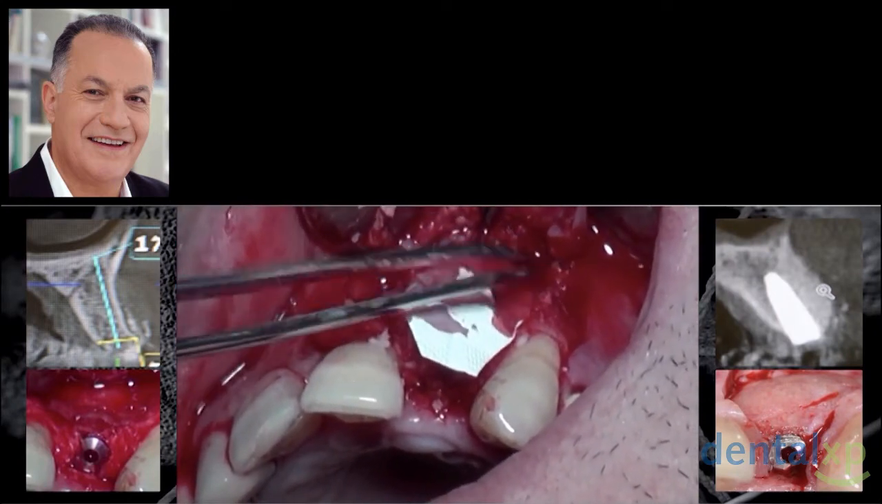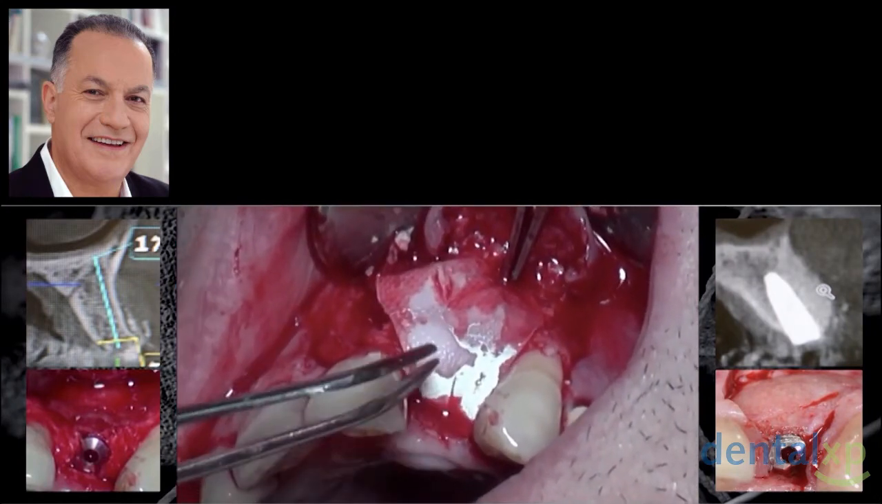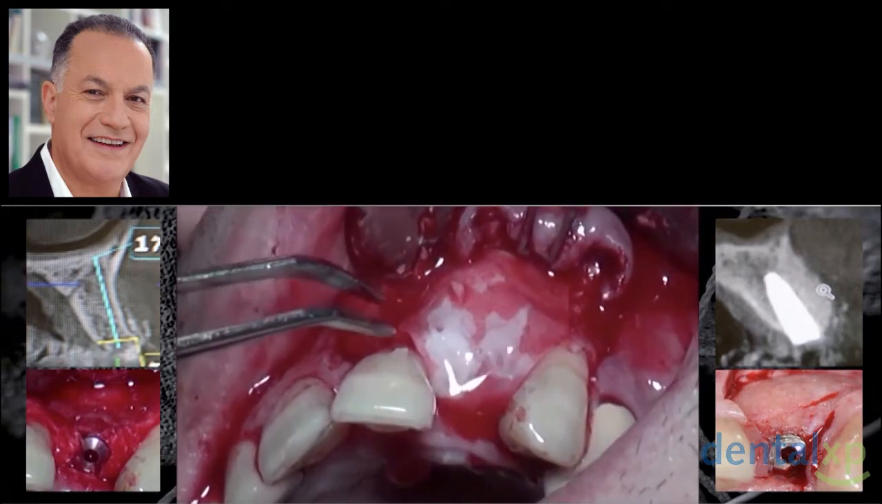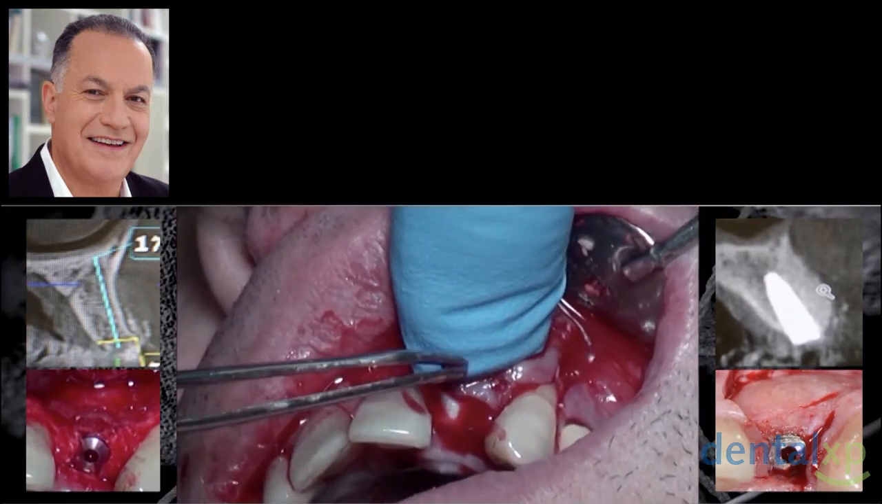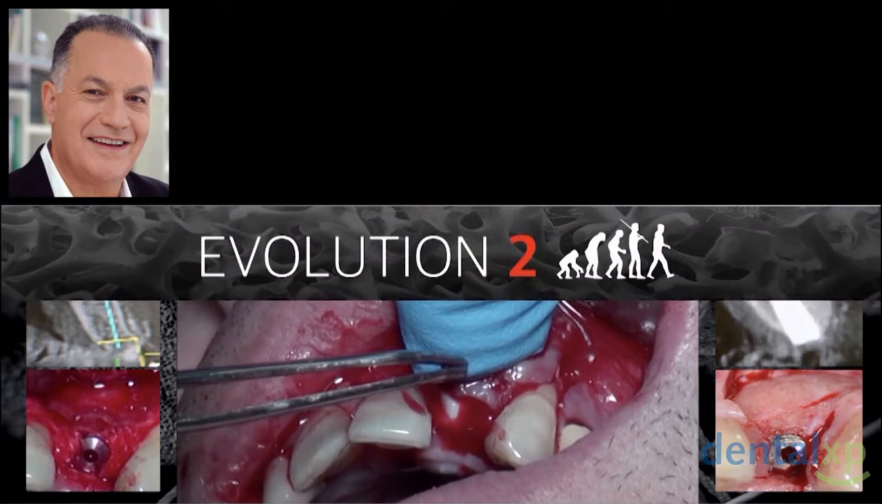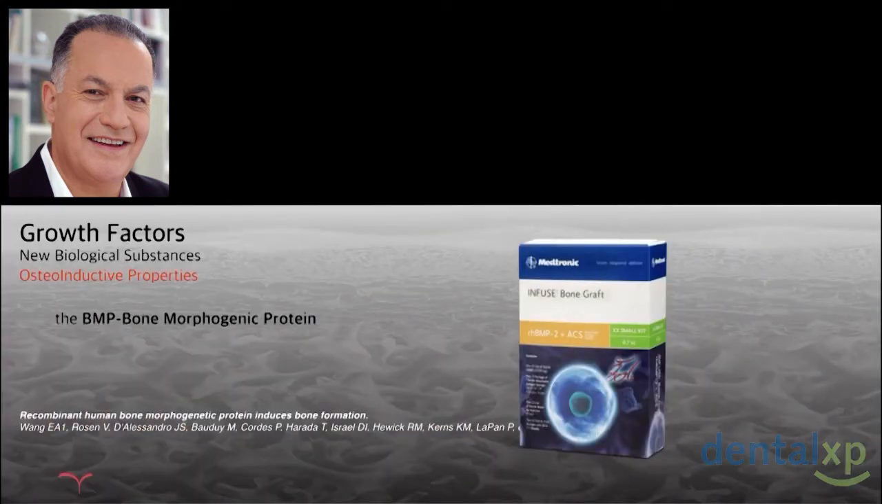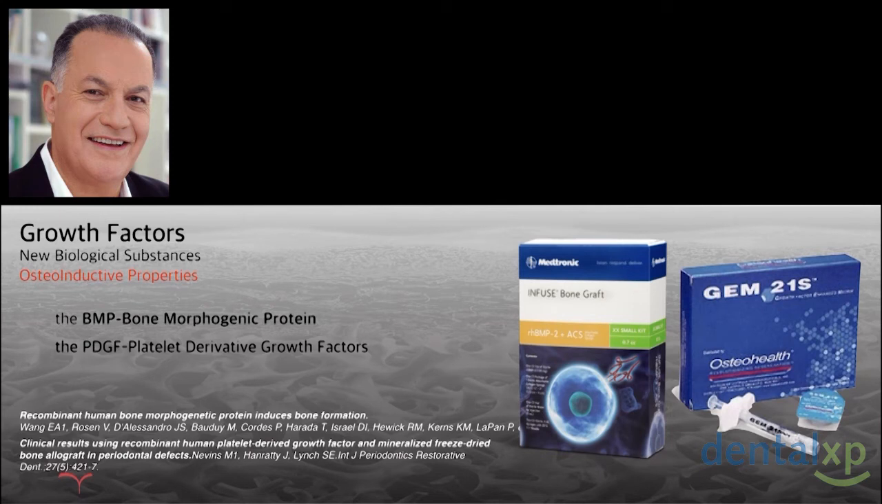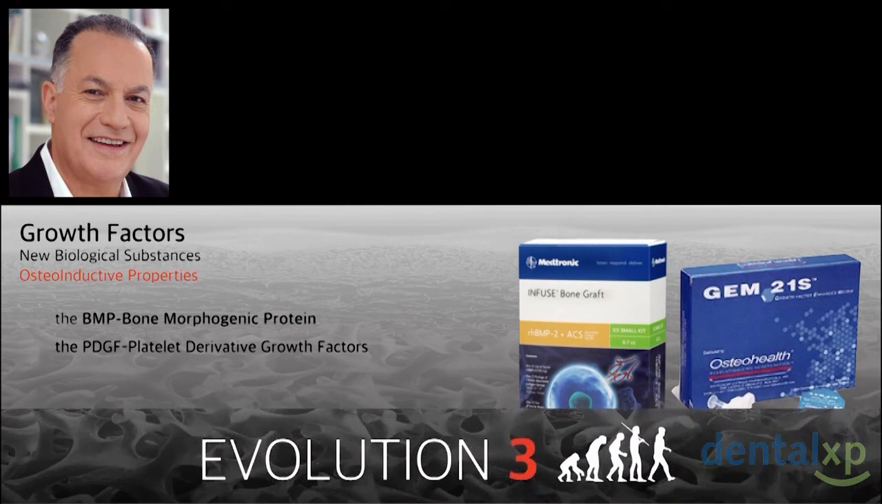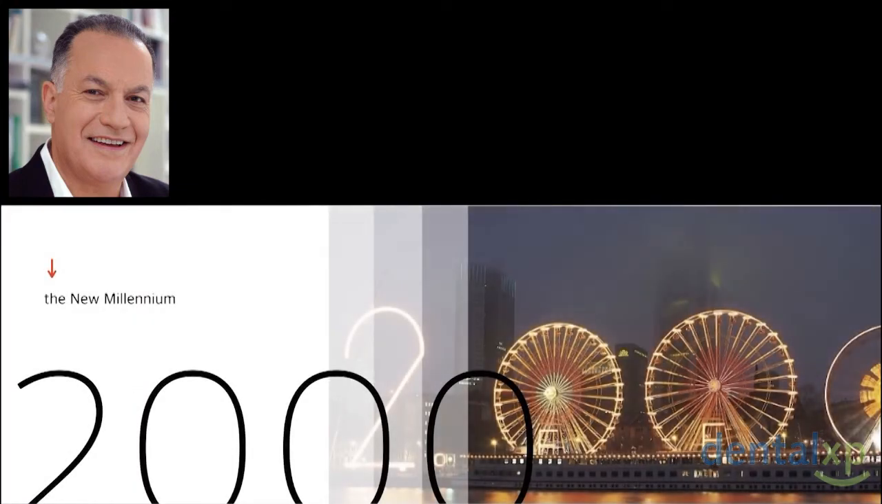Always protect the graft with a membrane. In this case, the double layer technique from Danny Buser in closure. It was the second evolution, with different progress like growth factors, like the BMP and the PDGF. Those factors will add a lot of predictability to the bone grafting. It was the third evolution.